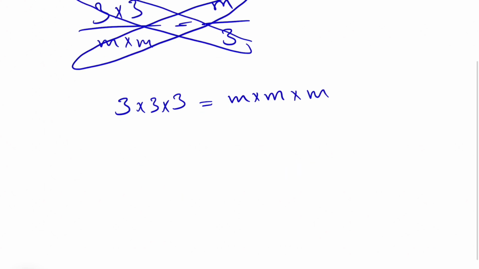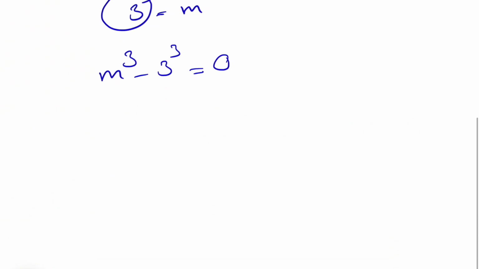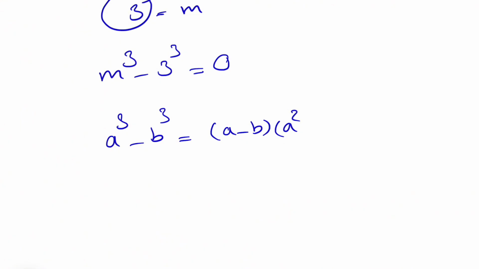So basically we have 3 to the 3 is equal to m to the 3, and we're just going to bring this one to the right side of the equation, which we're going to get m cubed minus 3 cubed is equal to 0, and this is a familiar expression for us. We have the difference of 2 cubes, and from our formula we know this will be equal to a minus b times a squared plus ab plus b squared.